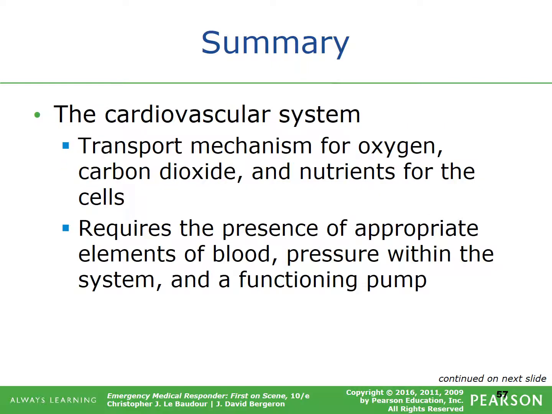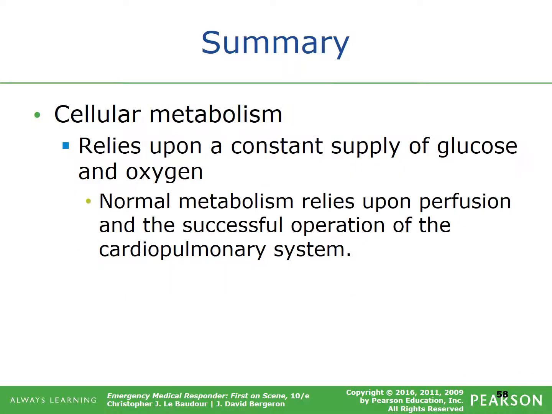The cardiovascular system is the transport mechanism for oxygen, carbon dioxide, and nutrients for the cells. It requires the presence of appropriate elements of blood, pressure within the system, and a functioning pump. Cellular metabolism relies upon a constant supply of glucose and oxygen. Normal metabolism relies upon perfusion and the successful operation of the cardiovascular system.